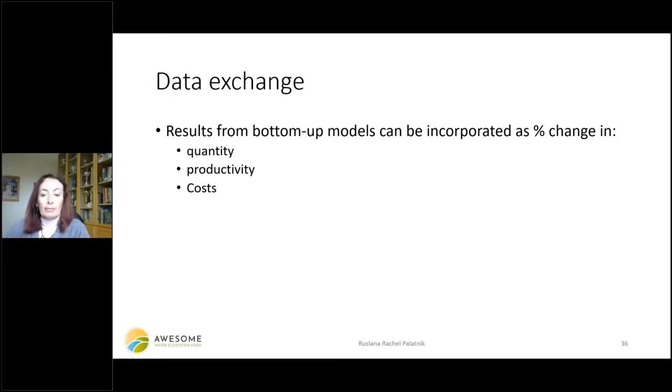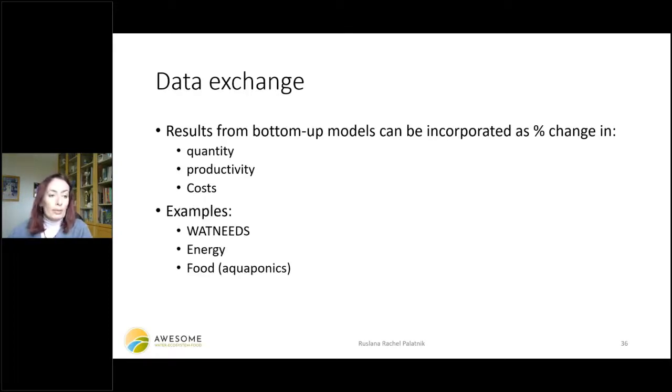As for the way that we can exchange data, I said that for CGE we need monetary values, but the model can also incorporate the percentage change in quantity or percentage change in productivity or percentage change in costs, such as what we are doing with WHAT NEEDS and plan to do with energy and are in the process of doing with aquaponics.